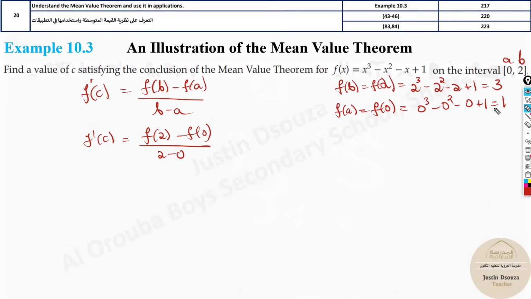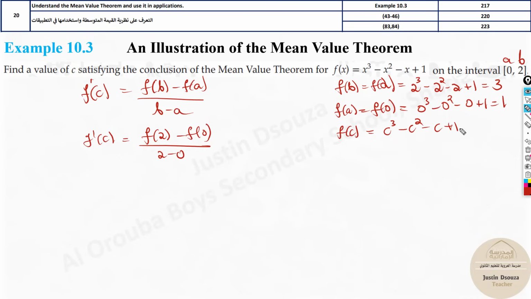Okay, this is the answer. Now what about f dash of c? First let's write what c is. F of c is c cube. Wherever x is there, just put c. We just substitute these values instead of x, right?